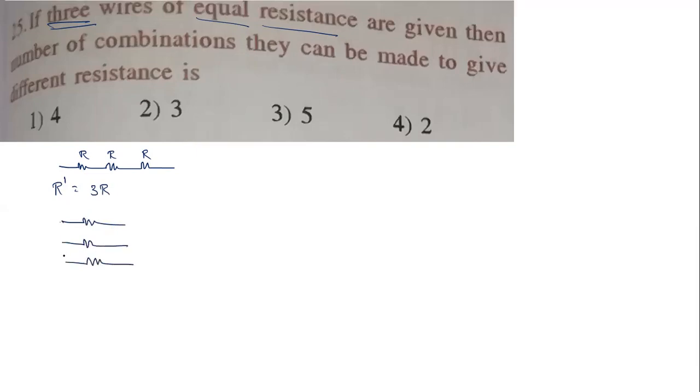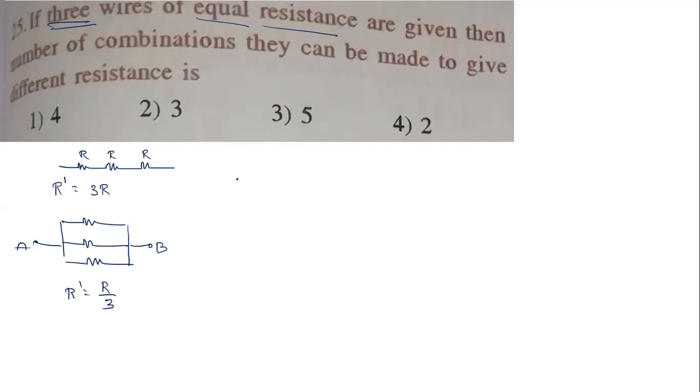Can I connect all 3 in parallel combination? Possible, right? Between this point, let's say A, and this point, let's say B, the effective resistance becomes R by 3. So these two are different now. Any other possible combination?